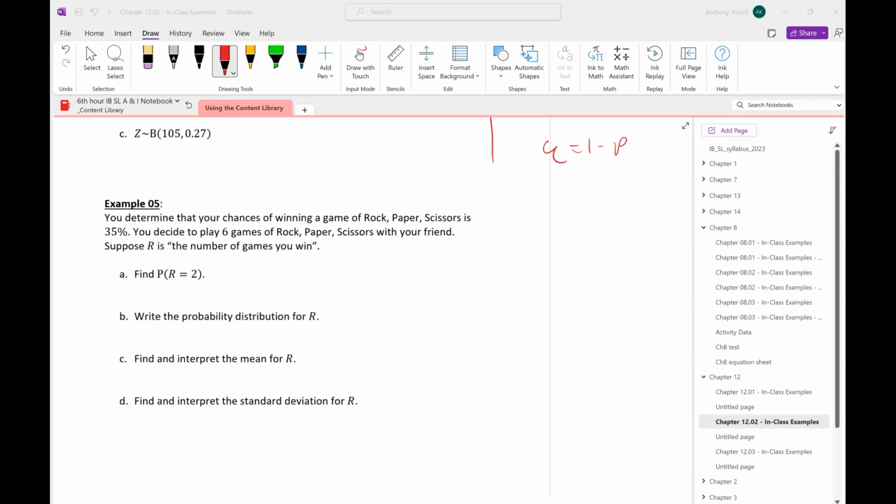So this one says that you determine your chances of winning a game of rock, paper, scissors is 35%. Decide to play 6 games of rock, paper, scissors with your friend. Suppose R is the number of games you win. Find the probability that R is equal to 2. Does this sound like a binomial distribution to you? Sure should, right? Because there's either win or lose, right?